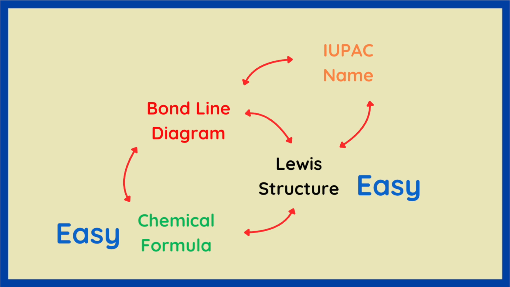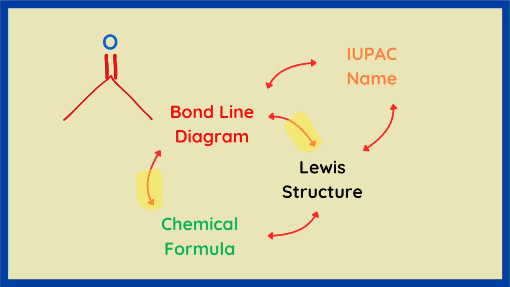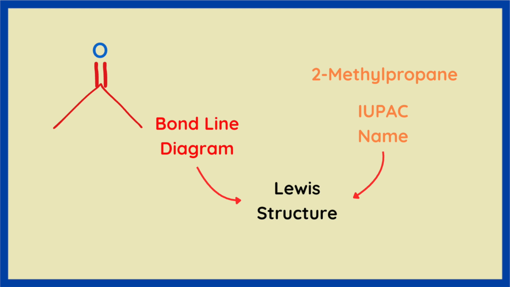And as we saw, the Lewis structure and chemical formula forms make it super easy to determine how many carbons we have. Thus, for example, we may want to convert our IUPAC name into a Lewis structure, and our bond line diagram can be converted into either one of the two easy molecular forms. Why don't we turn both into Lewis structures? And we'll start with the bond line diagram.